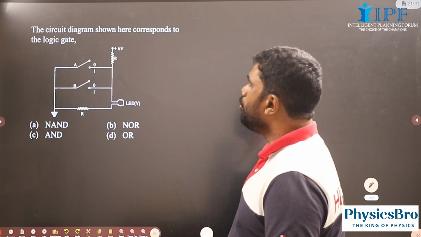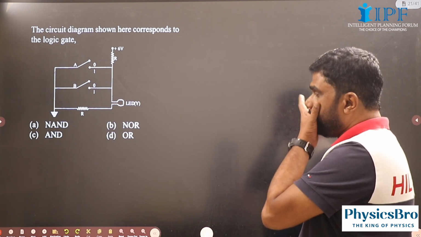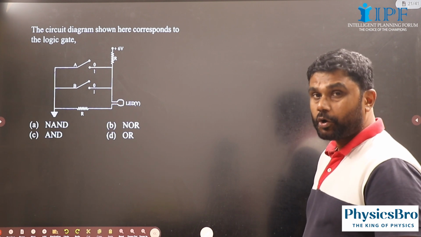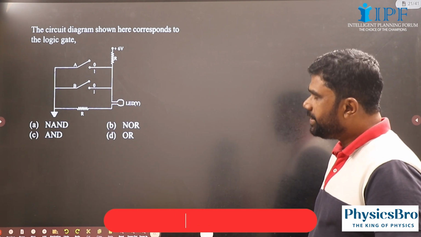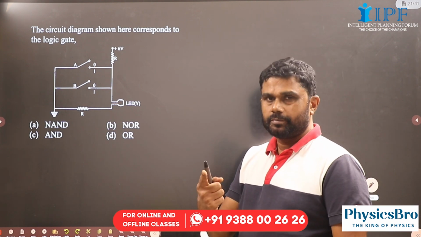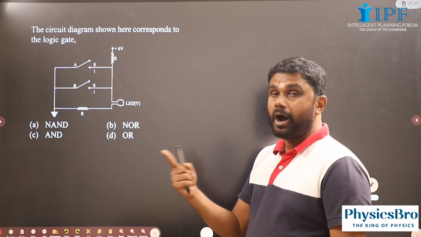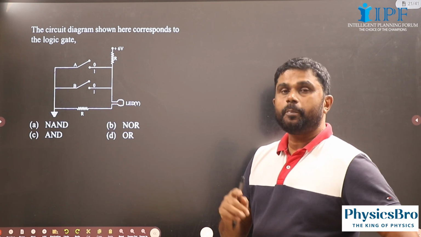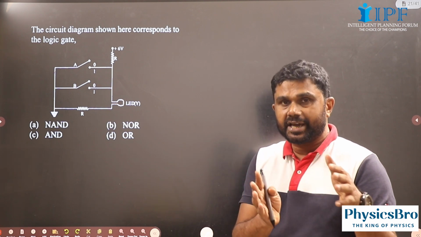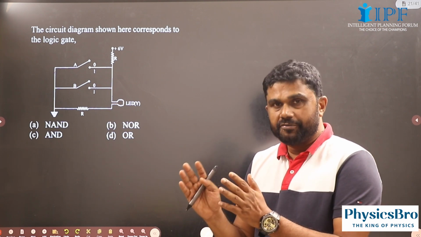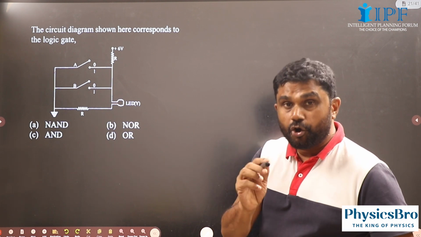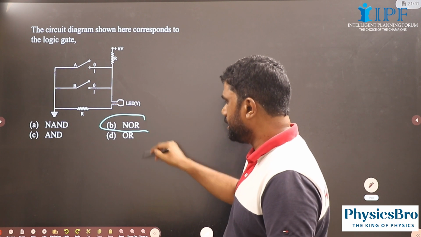This one. Now see, here the bulb will not glow when the switches A or B are in on position. So bulb will glow only when both A and B are in their off position. So the output will be 1 only when both A and B are 0. Means it is a NOR gate.